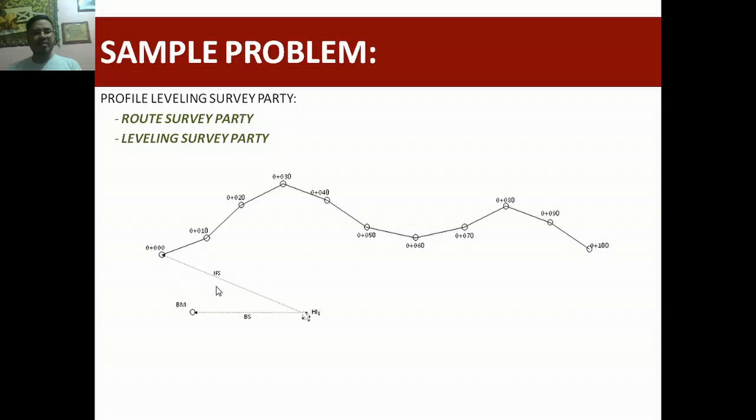Okay. Next is intermediate foresight on the next station. Now, the good thing about profile leveling is that as long as you can see the stations, you can have readings. You don't have to transfer every time. Unlike in differential leveling, every time you backsight and foresight, you have to move. In profile leveling, as long as the numbers on your leveling rod are readable, or your station is clear, you can have your intermediate foresight. So like this one: intermediate foresight, then intermediate foresight again, intermediate foresight.